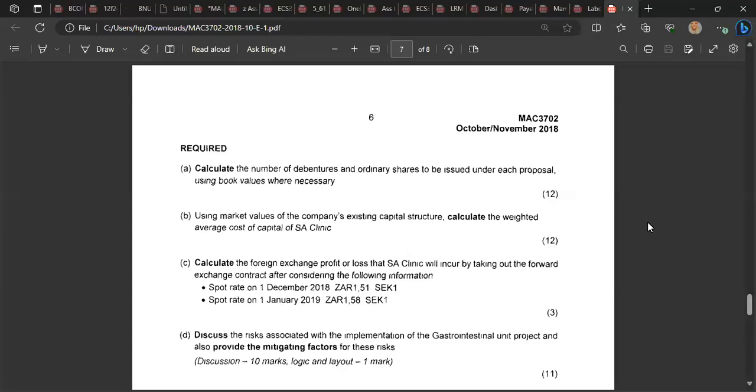So we are basing our discussion today on the October-November 2018 paper for MEC 702. So it's a finance day today.